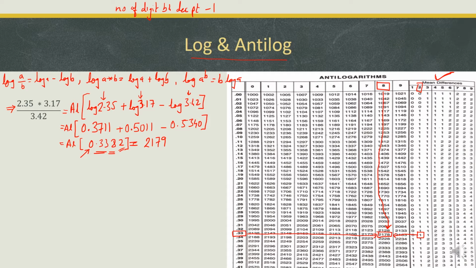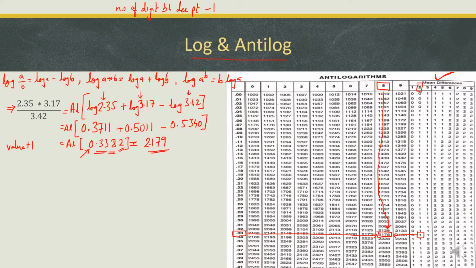Okay? So the simple rule is value plus 1. Value of what? Digit before the decimal. Okay, so before the decimal point the digit over here is 0. Its value plus 1, so it is 0 plus 1, which gives us 1. So we will place the decimal point after one digit. So we got the answer as 2.179. I hope you all understood this.